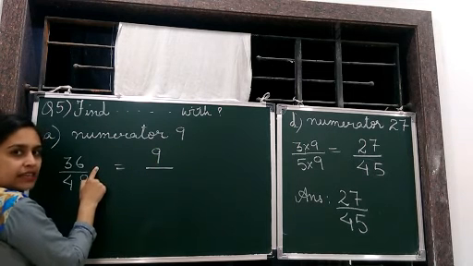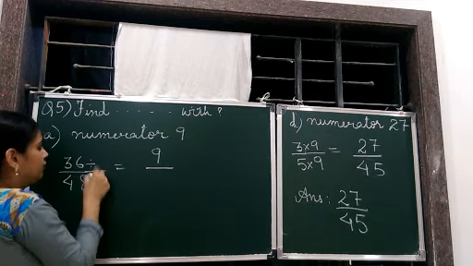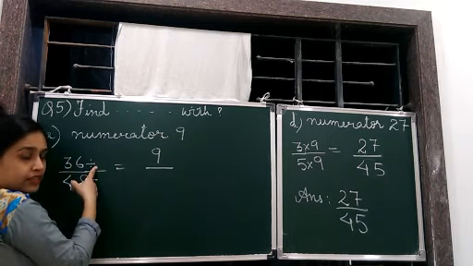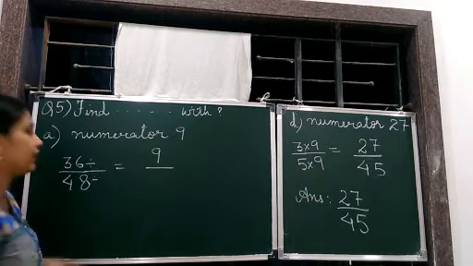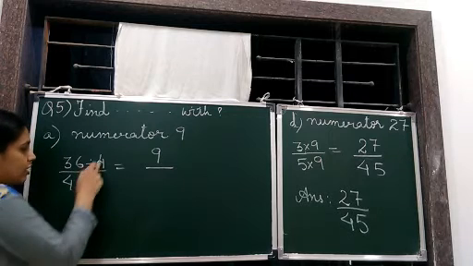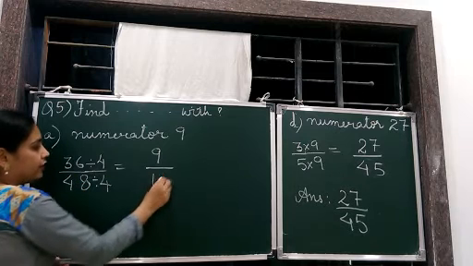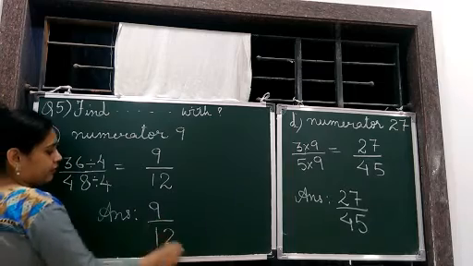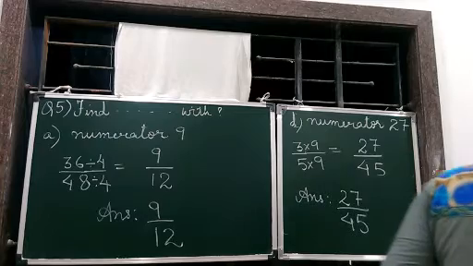That means what has happened here? Which operation? Division. Okay. Big can become small only through division. That means what has happened here? Division has happened. So by which number should you divide 36 so that you get 9? 36 divided by 4. 4 9s are 36. Correct? Now 4 has divided up, so it will divide down also. 48 divided by 4 will be 12. Sorry. So answer is what? 9 by 12. Then we go to B.